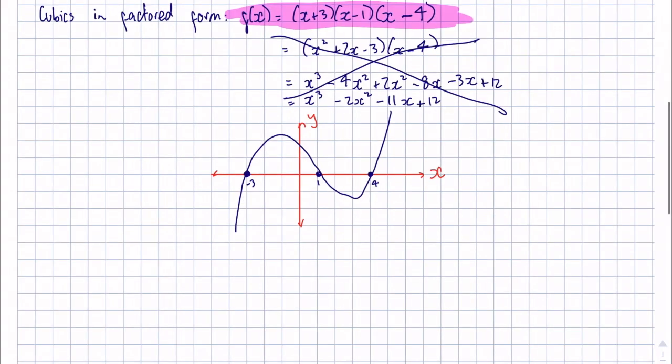Let's do another example just for good luck. f of x equals (x + 5), x, which is x - 0 by the way, and (x - 3). No, not x + 3, x - 3.